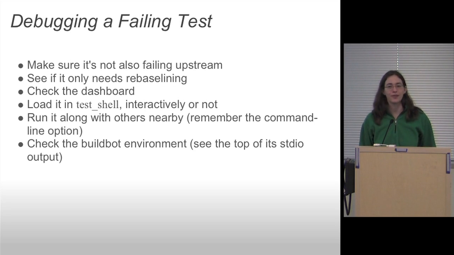You can take a look at that flakiness dashboard, see how long the test has been failing, whether this is only since the last WebKit merge or only in the last few revisions. It'll give you an idea of when to get started looking for a regression. If none of that tells you much, then you're left just debugging it the same way you debug any sort of compatibility problem. Load it up in the test shell, either interactively in a debugger or non-interactively if it doesn't fail that way. You might need to run it along with some other tests that are nearby.